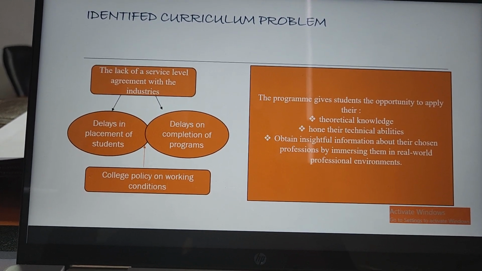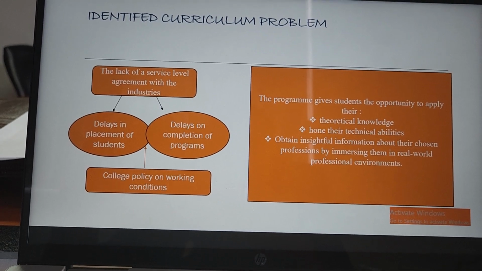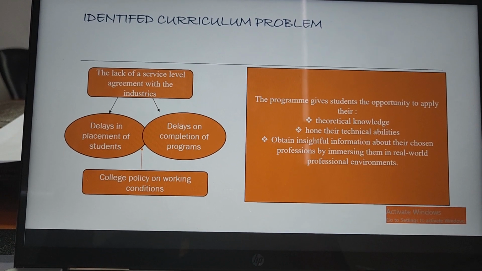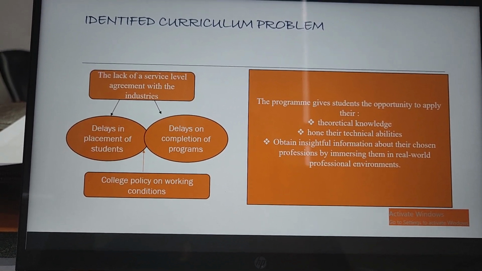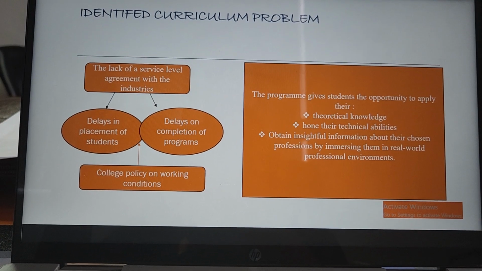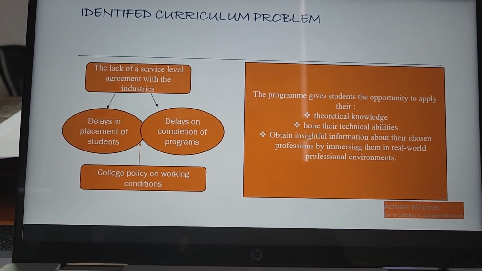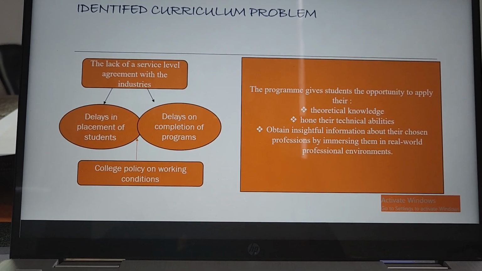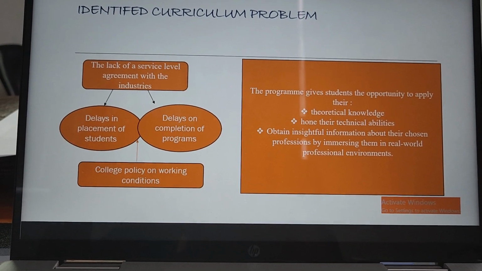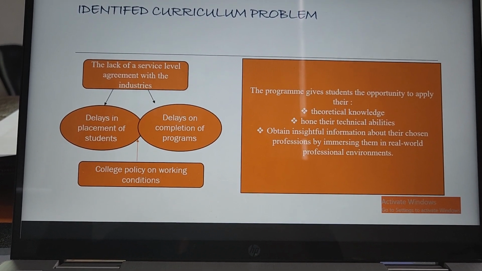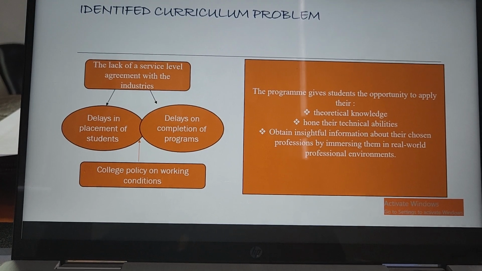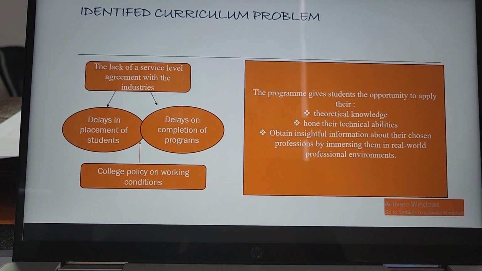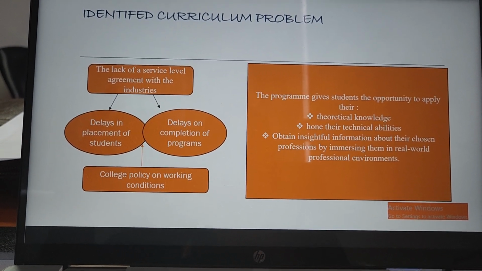College policies on working conditions are also some of the contributing factors why we are not getting a signed service level agreement with industries, because most of our current policies on the WIL program do not speak to all elements that are important for industries to touch base on. Number one, our policy has gaps in the insurance part for health and safety reasons.